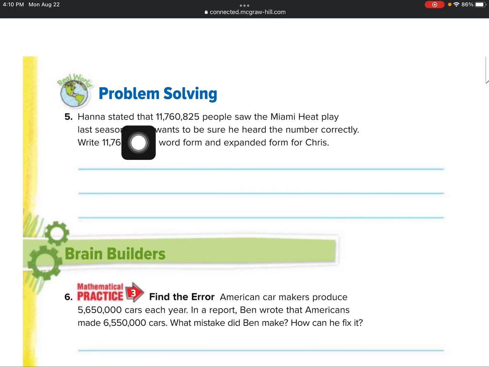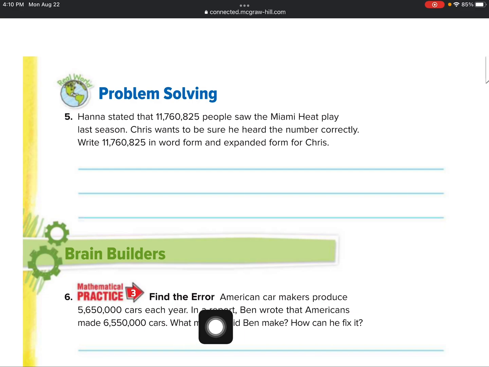Okay, Hannah stated that this many people saw the Miami Heat play last season. Chris wanted to be sure you heard the number correctly. Write this in word form and expanded form. So in word form and expanded form. This is where it's helpful to have your little place chart. If not, you can use the place value chart on the previous page. Go ahead and try that.